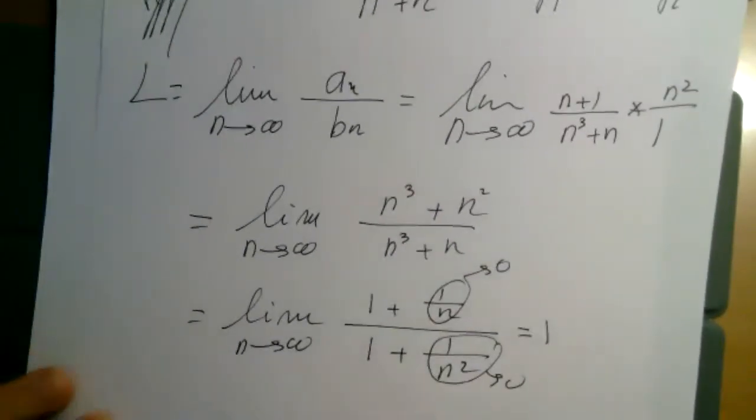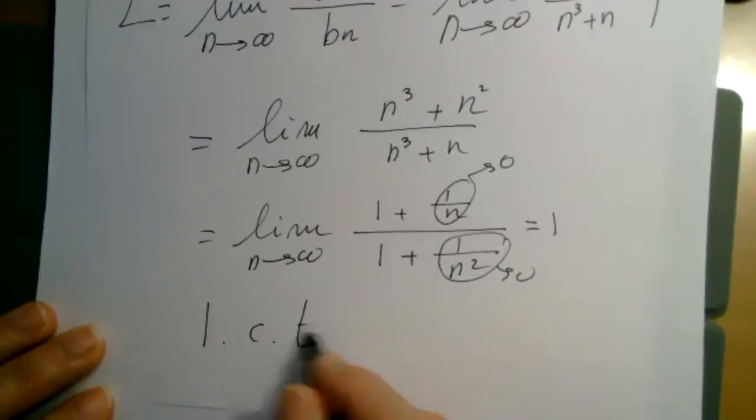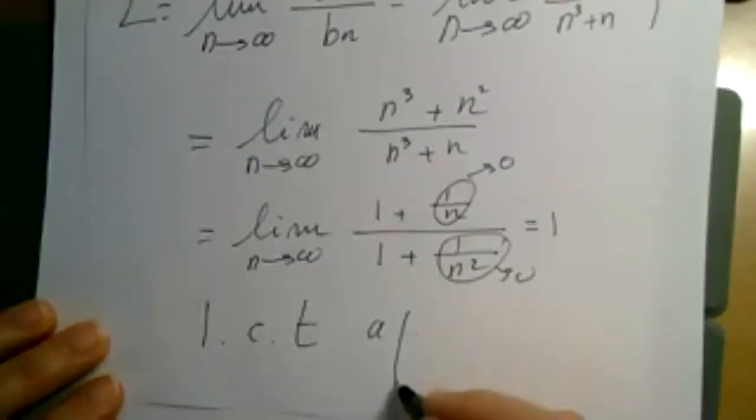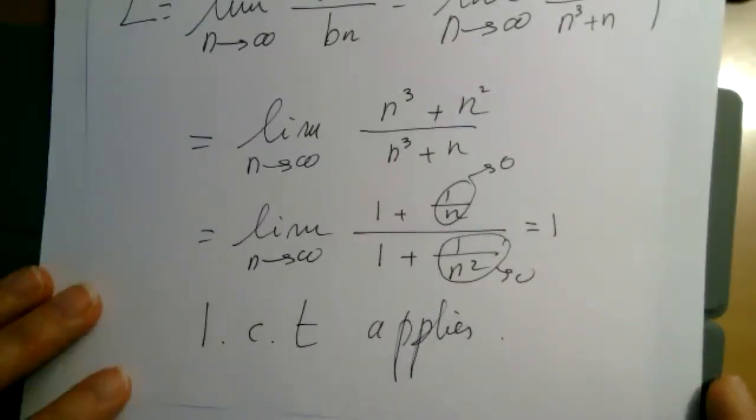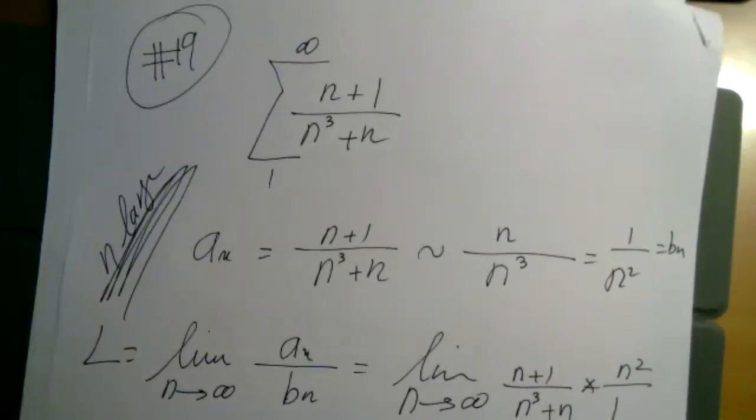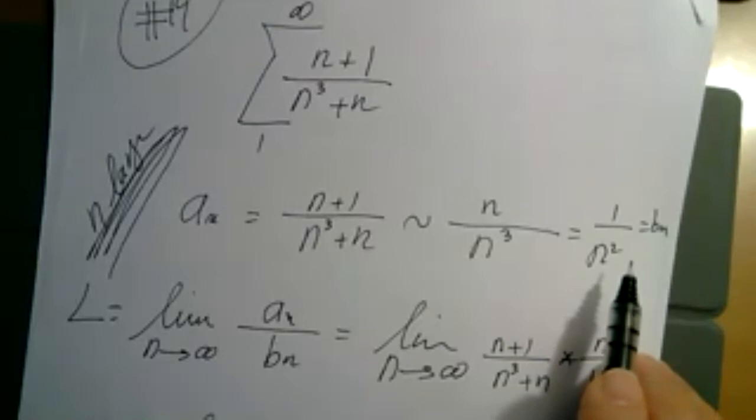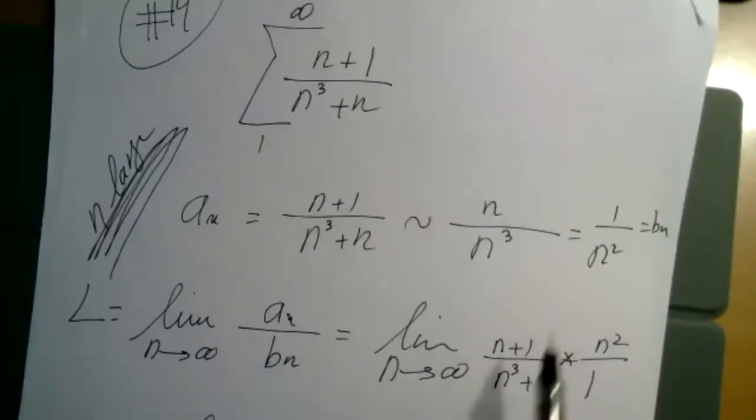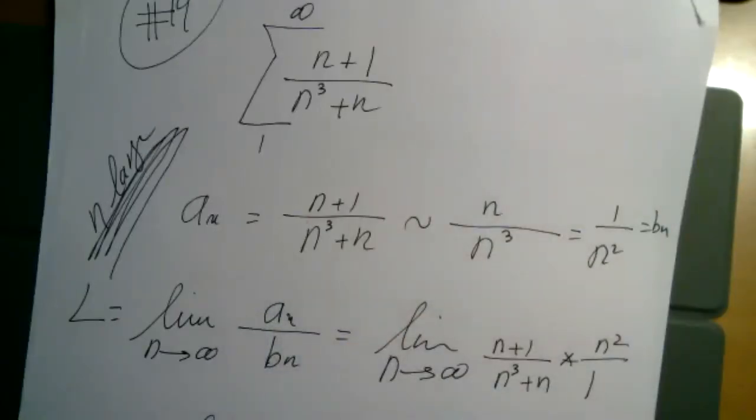And now the limit comparison test applies. So I can really use it because my limit is not 0 and it's not infinity. So now what does my limit comparison test tell me? Sigma Bn, this series converges because it's a P series where P is equal to 2. Hence my original series, Sigma An, will also converge.